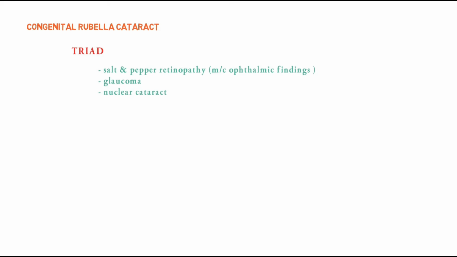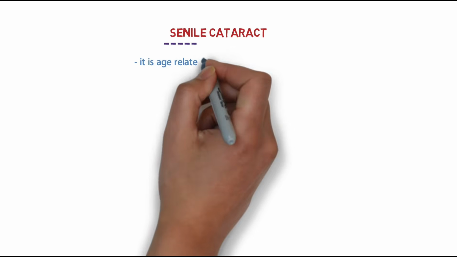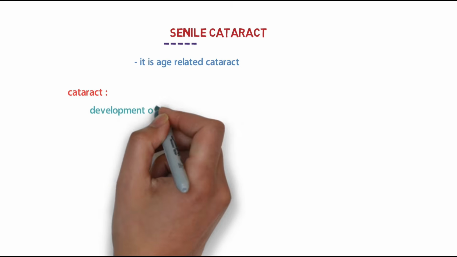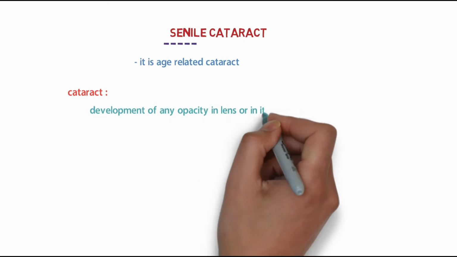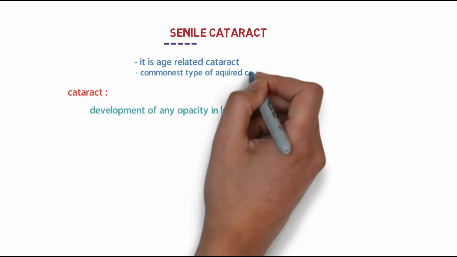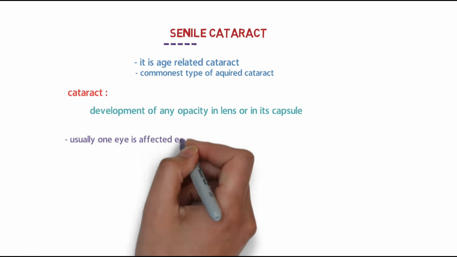Now we are going to start with senile cataract. Age-related cataract is an acquired type of cataract, and it is also called senile cataract. Senile, the name itself indicates that it is an old age disease. What is cataract? Cataract is the development of any opacity in the lens or in its capsule. So senile cataract is the commonest type of acquired cataract, in which usually one eye is affected earlier and it is followed by the other eye.